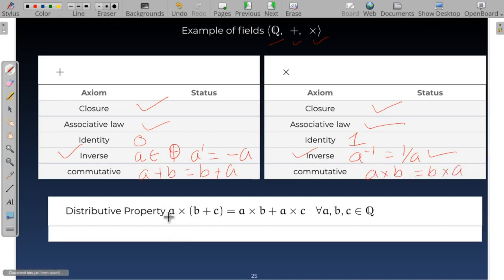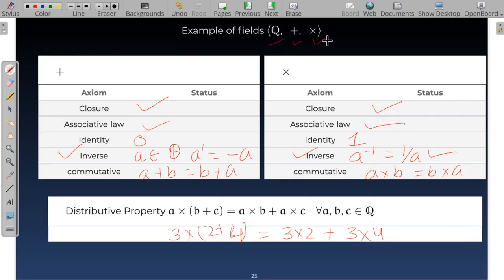Apart from that, distributive property is also going to be satisfied. One example here is that 3 times (2 plus 2) is actually going to be equal to 3 times 2 plus 3 times 2. Let me write the 2 plus 4, then 3 times 4. So this is all there. So all these axioms are actually satisfied. So this is going to be a field. So Q together with plus and multiplication, where Q is a set of rational numbers, is going to be a field. But integers with respect to addition and multiplication was not a field.